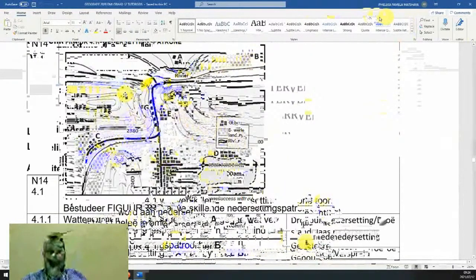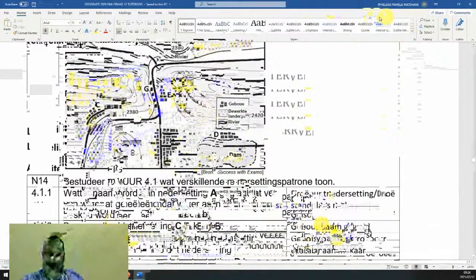Dis geïsoleerd of verspreid. Waarom word nedersetting C 'n kernnedersetting genoem? Why is settlement C a nucleated settlement? Because the buildings are close together. Julle gebouwe is baie naby aan mekaar. That is why it is nucleated, right? People, this stuff's easy. Wat bewys dui daarop dat nedersetting D 'n waterpunt nedersetting is?